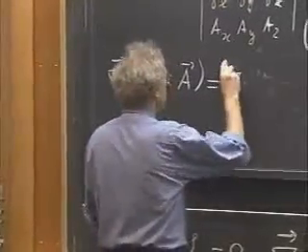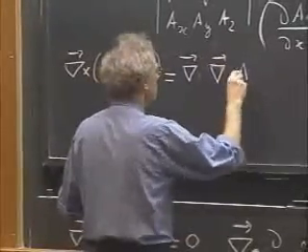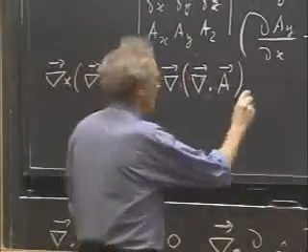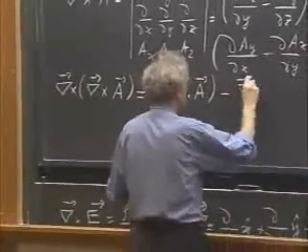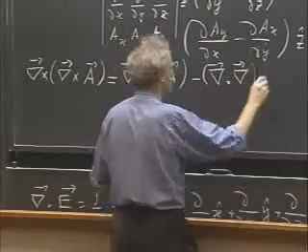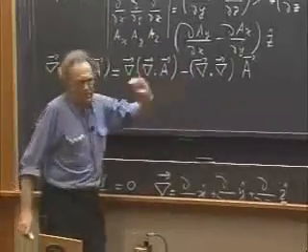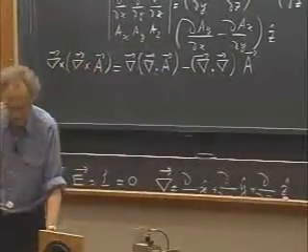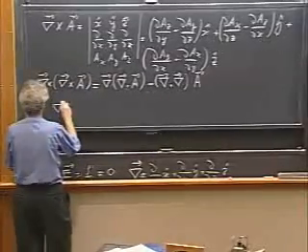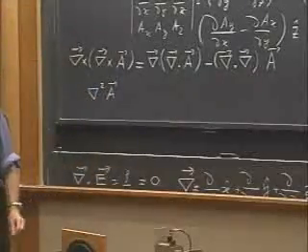is the gradient of the divergence of A minus del dot del vector A. And this we often write as simply del squared. So for this we write del squared of A, and this is also called the Laplacian.